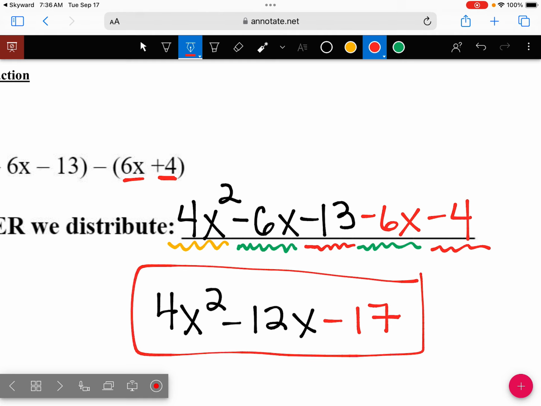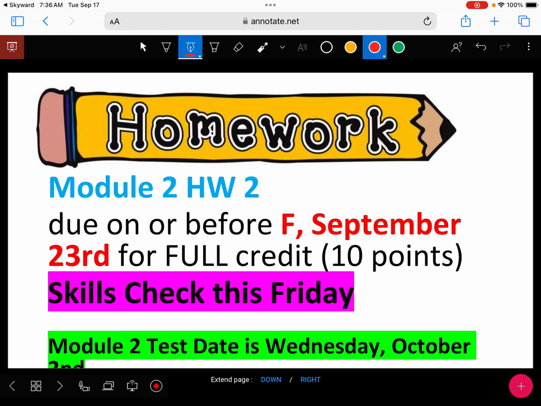All right, last one. Go ahead and try to do that one on your own. Oh, never mind. That's the last one for today. We left the last one on.